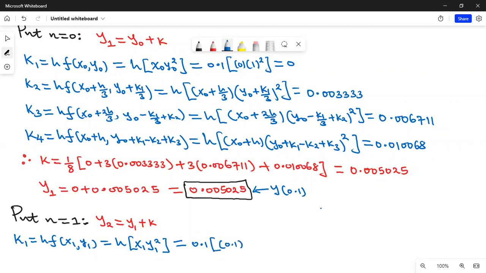y1, we have just found it to be 0.005025. We need to square this. Press it in your calculator. You need to get the value of k1 to be 0.010101. That is correct to 6 decimal places. Proceed to find k2.